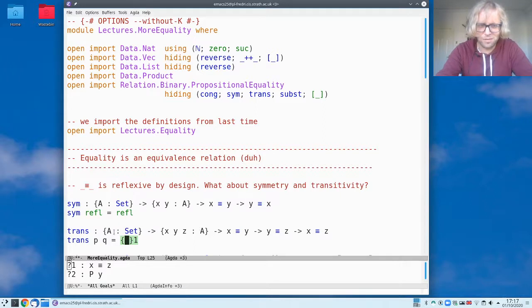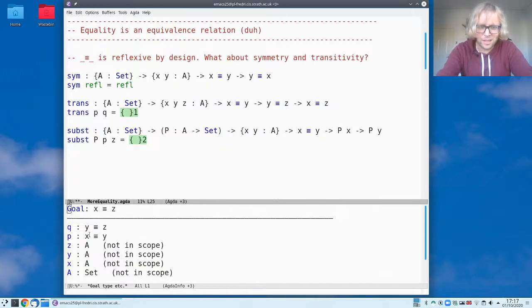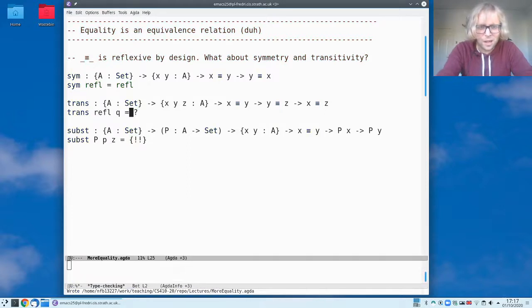Okay, so what about transitivity? This says that if x equals y and if y equals z, then x directly equals z, right? So we combine these two things together. Okay, so we have a p which says that x equals y, and we have a q which says that y equals z, and we have to say that x equals z. Well, let's do the only thing we can do, which is the pattern match, and this time we have two choices, but it doesn't actually matter which one we choose. So I'm going to choose p. A pattern match on the p. Oh look, it could only be REFL.